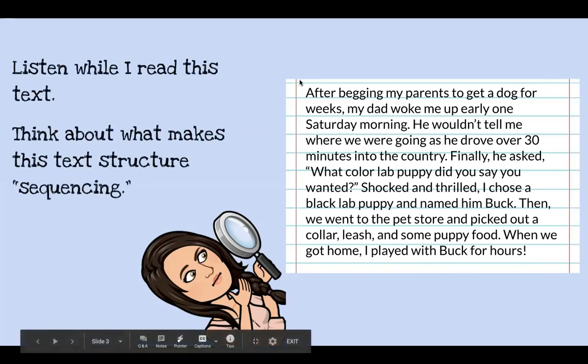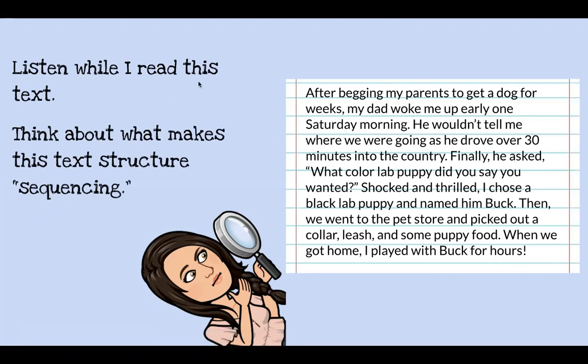So let's see, it says, oh, and also keep in mind while I'm reading, think about what is making this text structure sequencing. After begging my parents to get a dog for weeks, my dad woke me up early one Saturday morning. He wouldn't tell me where we were going as he drove over 30 minutes into the country. Finally, he asked, "What color lab puppy did you say you wanted?" Shocked and thrilled, I chose a black lab puppy and named him Buck. Then we went to the pet store and picked out a collar, leash, and some puppy food. When we got home, I played with Buck for hours.